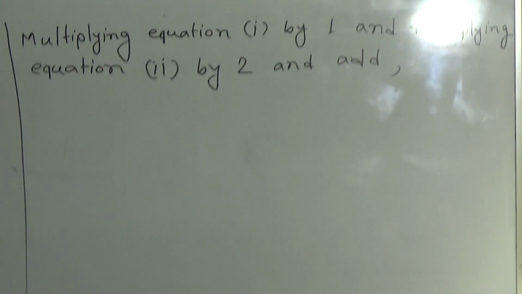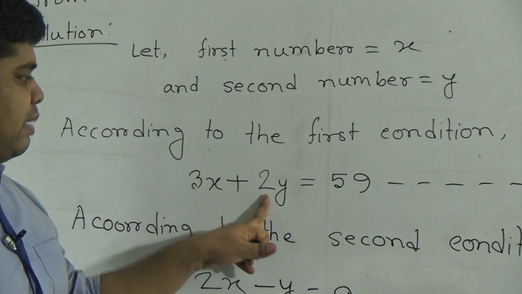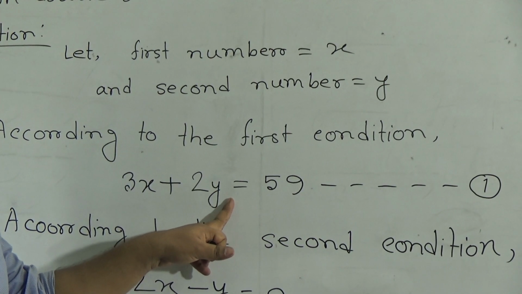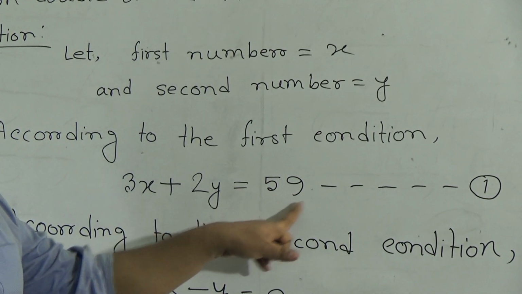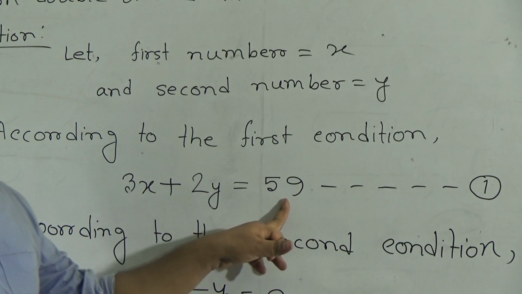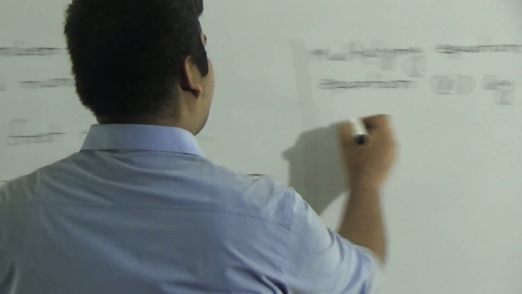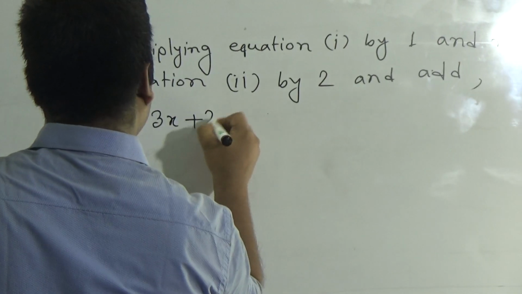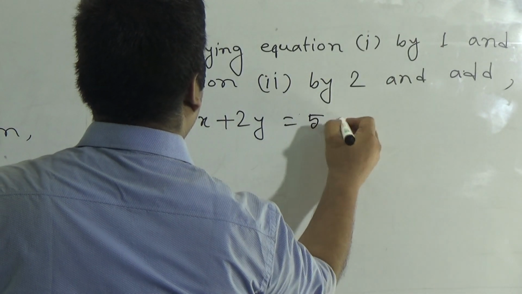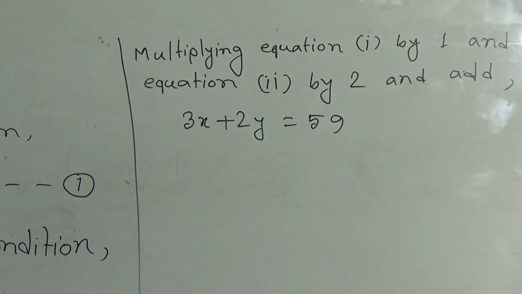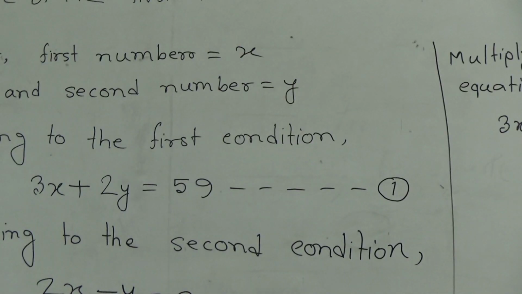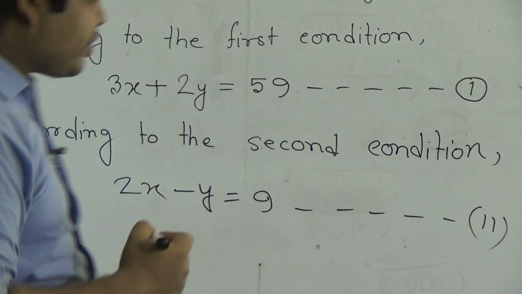Notice here, if we multiply this 3x by 1, then 3x. If we multiply 2y by 1, then 2y. If we multiply 59 by 1, then we get 59. That means 3x plus 2y equal to 59. So first equation done. Then we multiply the second equation by 2.